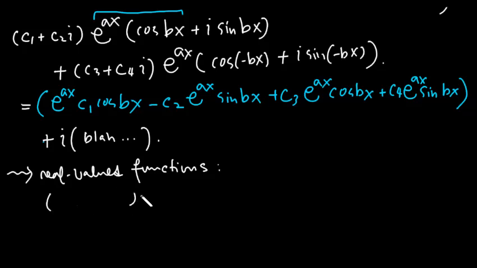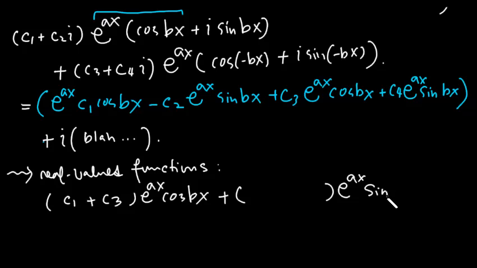What's in front of e to the ax cosine bx is C1 plus C3, I think. That's the real number. And what's in front of e to the ax sine bx is C4 and C2 in there. So you can collect that. So the bottom line is that the real valued functions are generated by this function e to the ax cosine bx, and another generator is e to the ax sine bx.